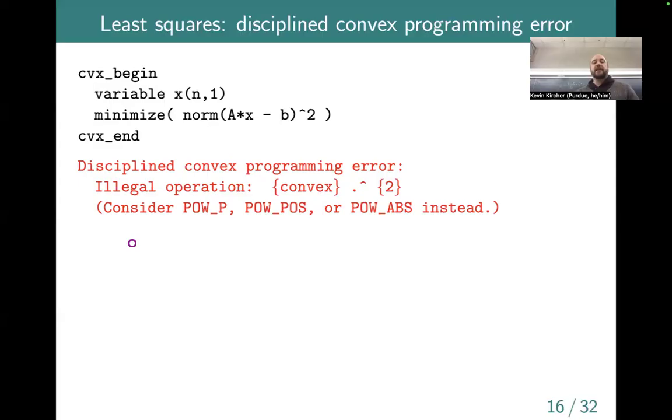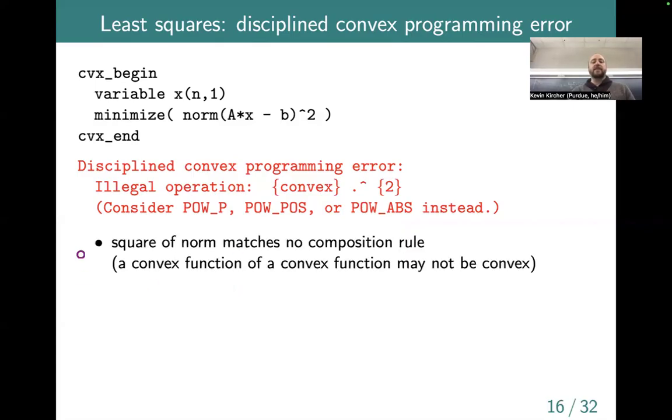So it says, discipline convex programming error. You did something illegal, something that does not match any of the composition rules that CVX knows. So we took a convex function and we raised it to the power of 2. So that's a convex function of a convex function, but that is not necessarily convex, if that makes sense, that function composition. And then it provides some suggestions of other atomic CVX functions that you could use to maybe improve this.